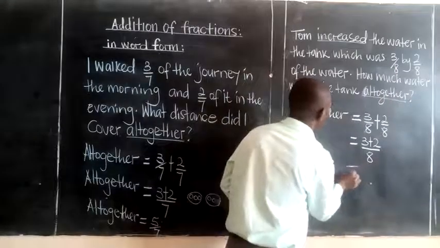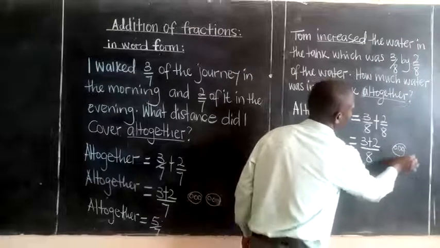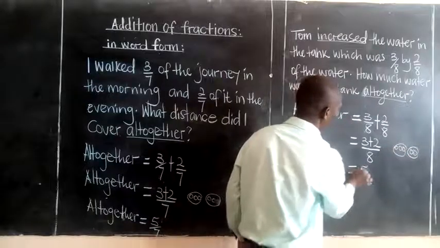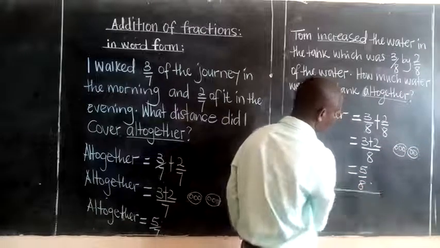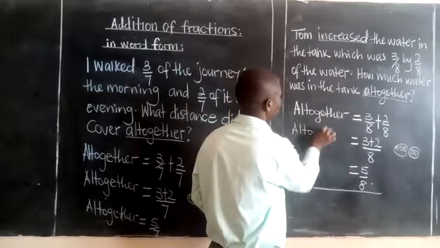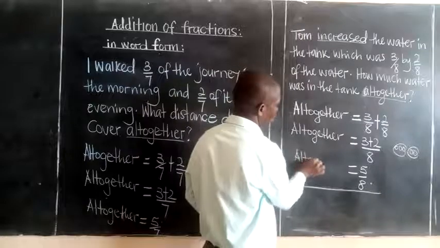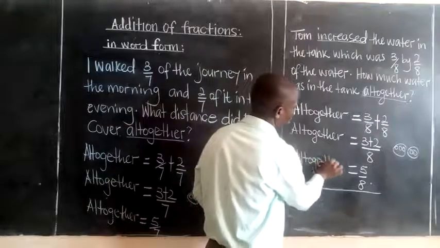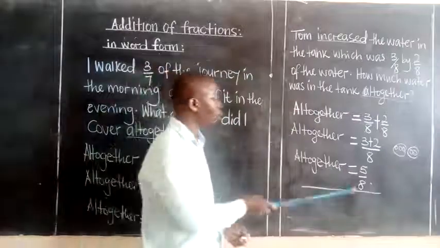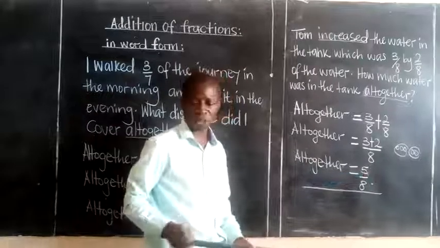So our sum is going to be 3 plus 2. 1, 2, 3, 4, 5. So it is 5/8. You can still write the word altogether. So our answer is 5/8. So this is the amount of water which is in the tank after increasing it.